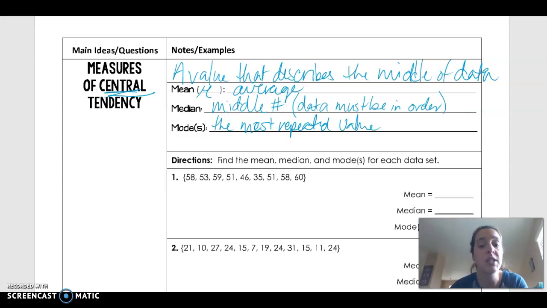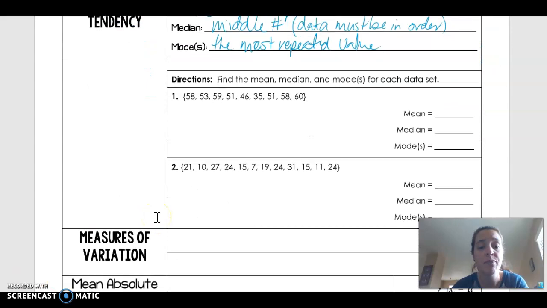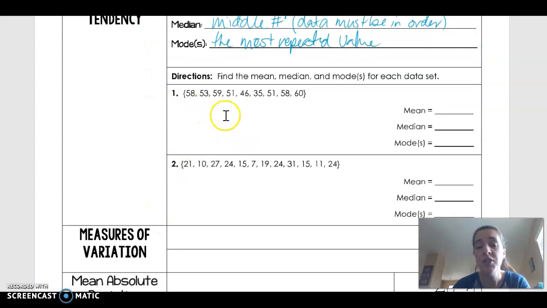So now let's find those things for some of these data sets. So here's my first data set. The first thing I always want to do when I'm looking at our data sets is put them in order from smallest to largest. So we're going to start with that. So I've got 35, and then I see I've got a 46, and then I see I've got two 51s, and then a 53, and then two 58s, and then a 59, and then a 60.